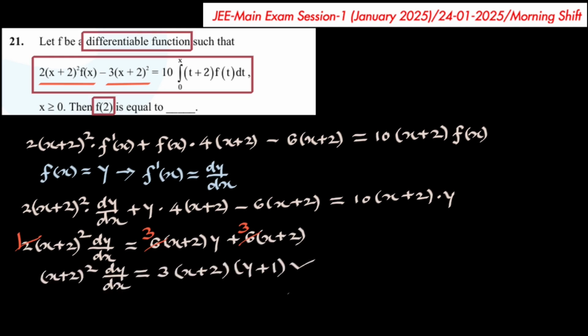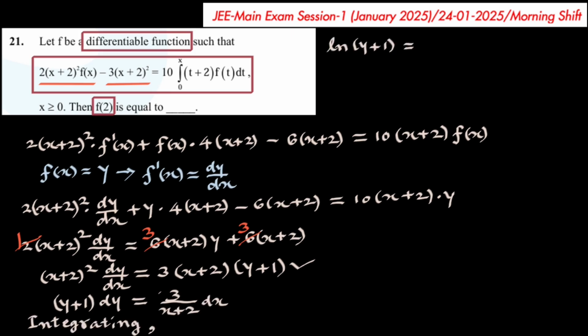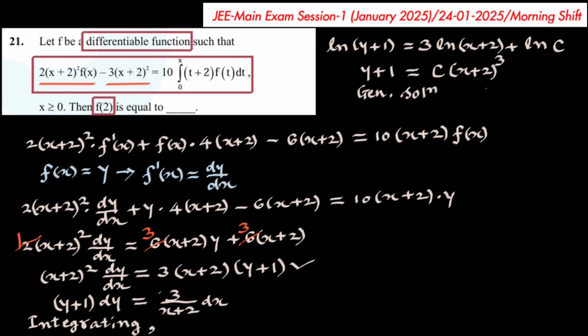Now, in order to get f of x and hence f of 2, we have to solve this differential equation. This can be converted into variable separable form by transposing the terms. So we write 1 upon y plus 1 dy equals 3 upon x plus 2 dx. Integrating, we get ln of y plus 1 equals 3 ln of x plus 2 plus ln c, the constant of integration. This will be y plus 1 equals c times x plus 2 whole cube, which is the general solution of the differential equation. Now we have to find the value of c.